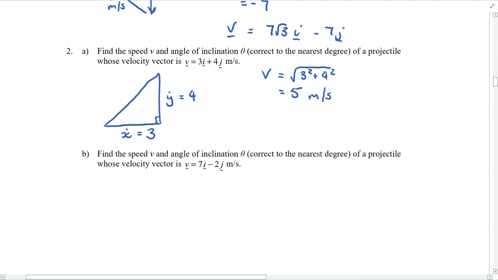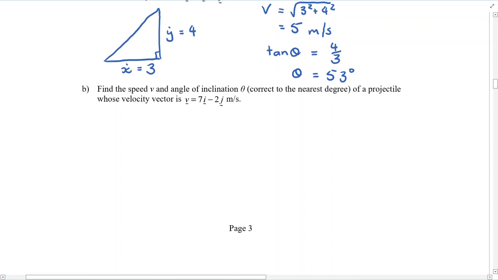But that is not all we had to find. It said to find the speed v and the angle of inclination. So one of the formulas that was on that previous page was I can find the angle of inclination with tan theta equals velocity of y over velocity of x. In other words, opposite over adjacent. So it's 4 over 3. And it says to the nearest degree. So you just grab your calculator and you'll inverse tan that and round it to the nearest degree. And Senny's got the answer. Yeah, good. 53 degrees. All good? Easy, easy, keep going.